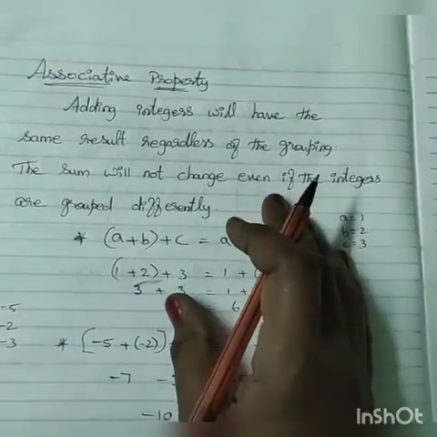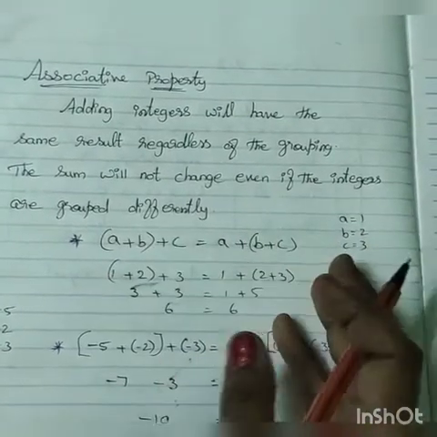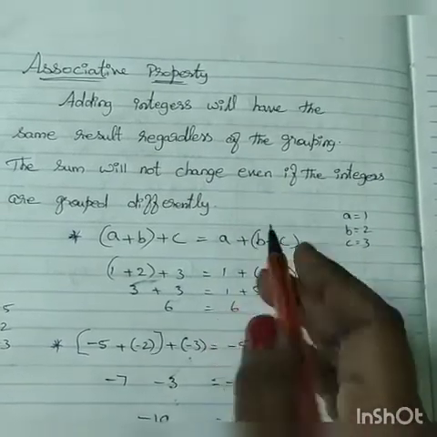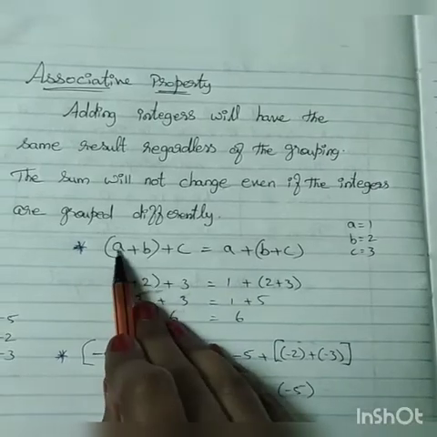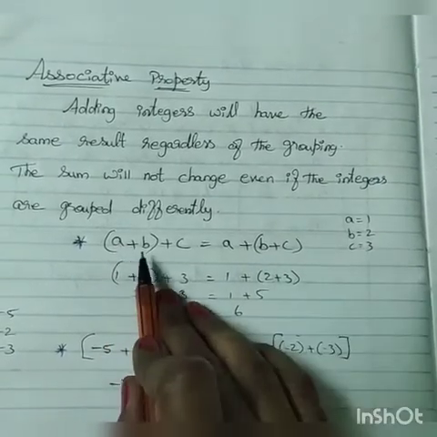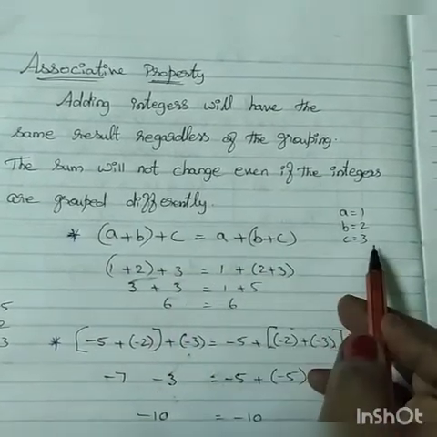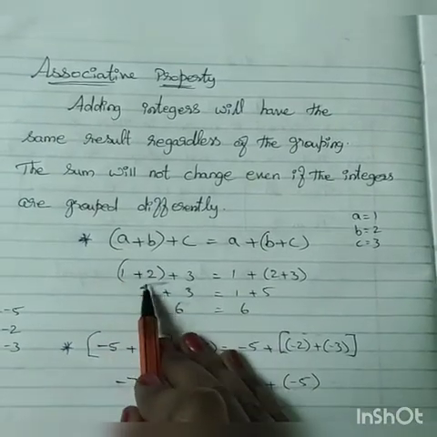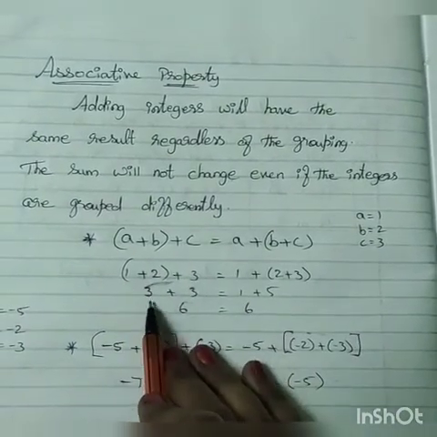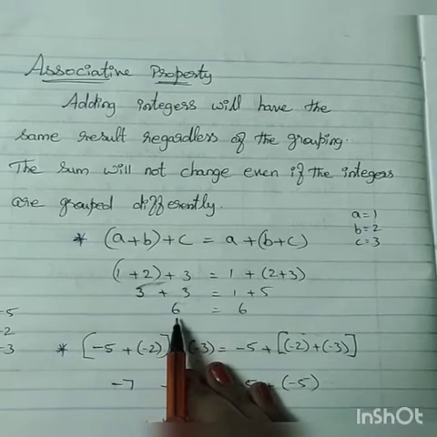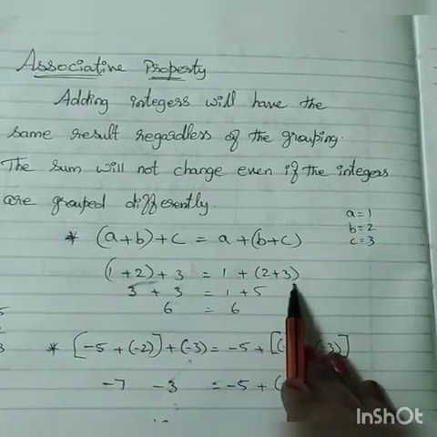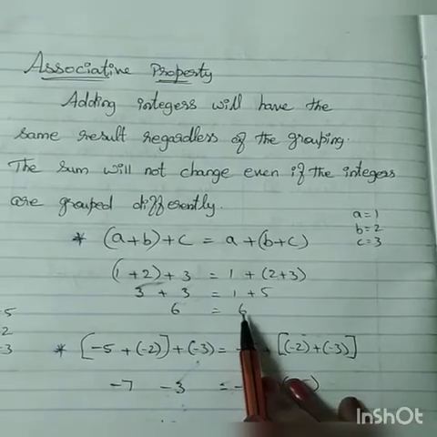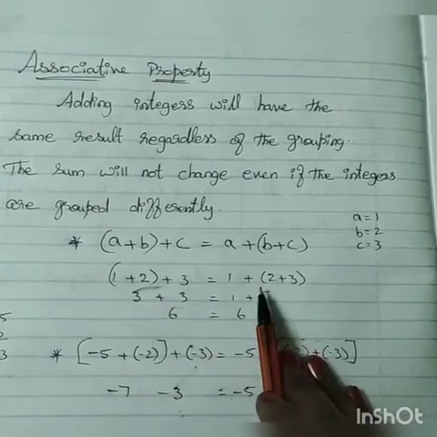In addition, even if we group differently, we will get the same answer on the left hand side and on the right hand side. See, for a is 1, b is 2, c is 3. Then 1 plus 2 plus 3: 1 plus 2 is 3, then 3 plus 3 equal to 6. Then again a is 1, and b plus c, 2 plus 3 is 5. Then 1 plus 5 is 6. So left hand side is equal to right hand side.